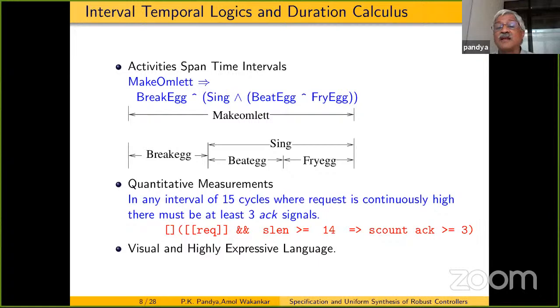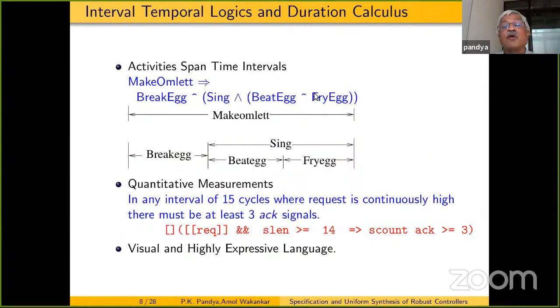So any 15 cycle window where request is continuously high must have 3 acknowledgements. And this can be written in our logic QDDC by a formula like this. And I'll try to give you enough vocabulary to understand this formula. So what we get is a very visual and highly expressive language. It's hard to reason about, but it is highly expressive and highly succinct. So this is the flavor.